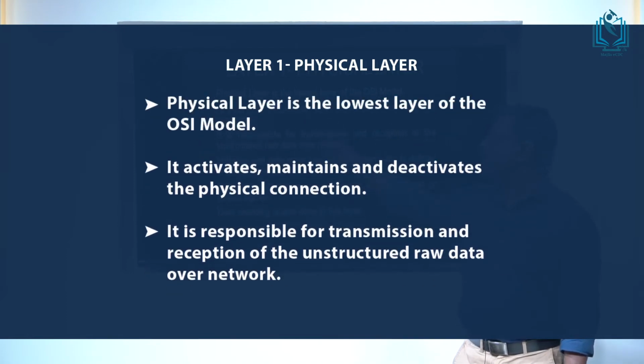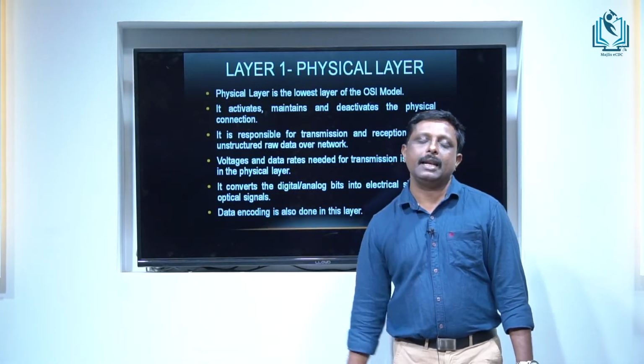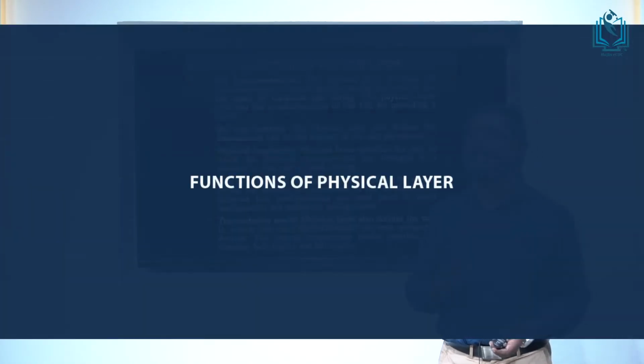It is responsible for transmission and reception of unstructured data over the network. It converts digital or analog bits into electrical signals or optical signals. Next, we discuss the functions of physical layer.